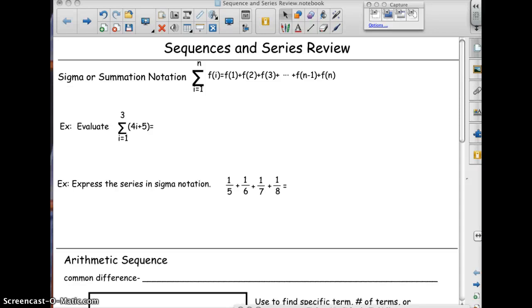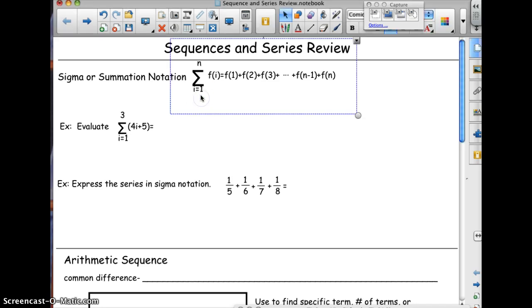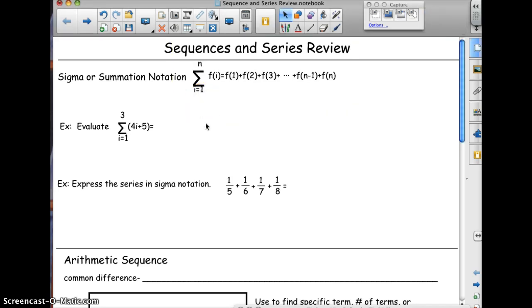Review of some sequences and series. First off, starting with sigma or summation notation. All right, we have the sum from i equals 1 to n of f of i, which equals f of 1 plus f of 2 plus f of 3 plus dot dot dot all the way out to f of n minus 1 plus f of n.